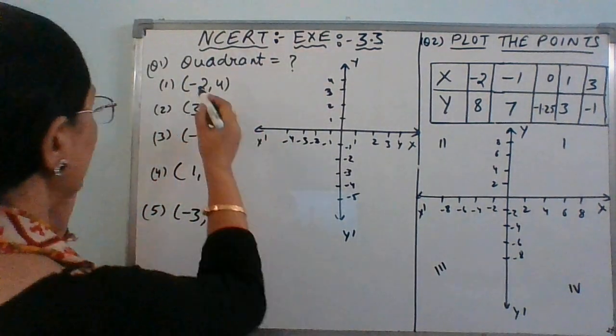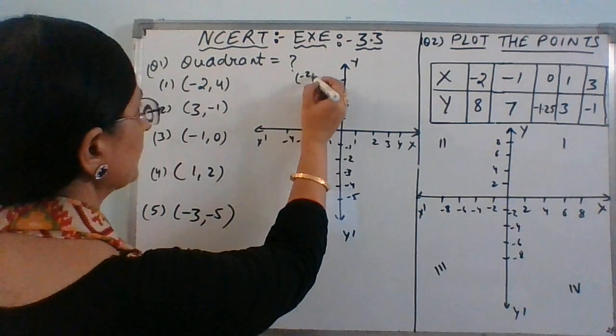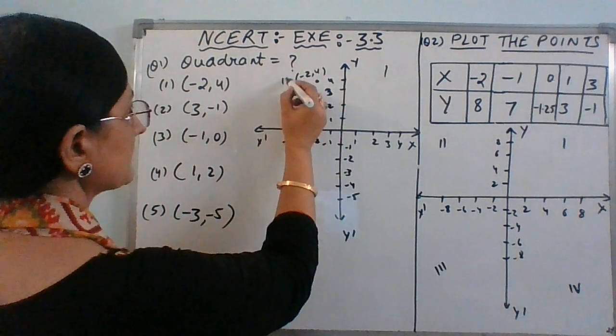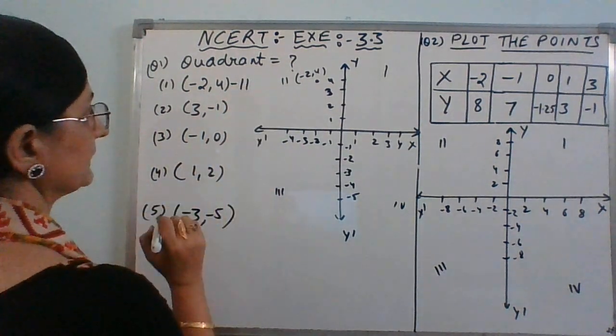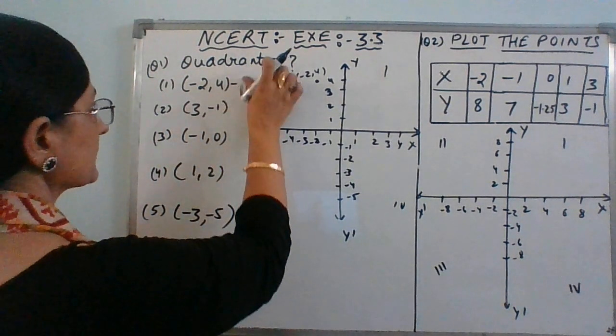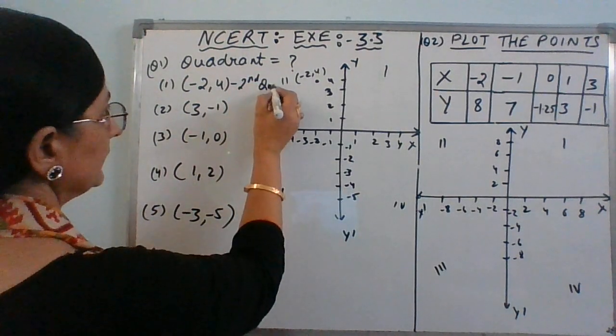Now let us see where is -2. It's here and 4 is here. This point is here, (-2, 4). It lies in the first, second, third and fourth... it lies in the second quadrant. I'm writing just here, second. Second quadrant, Q, A, D, right?